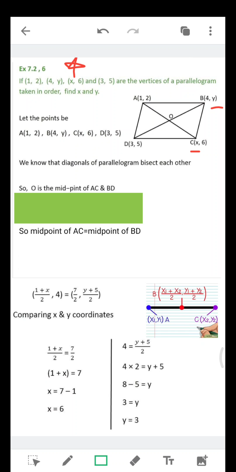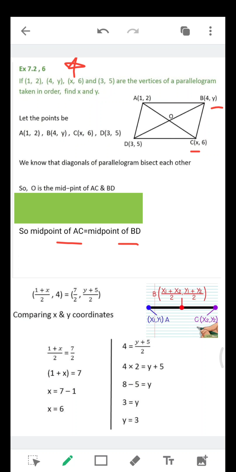So here we should not apply the section formula or distance formula. Very carefully you have to do it. O will be the midpoint of AC as well as BD. You know that very well because you have studied the properties of a parallelogram in 9th class. They bisect each other, so they have a common midpoint. So the midpoint of AC is equal to the midpoint of BD.